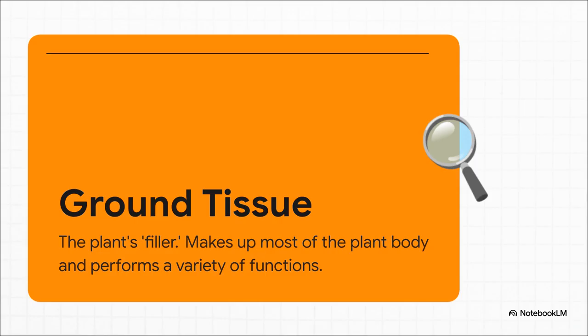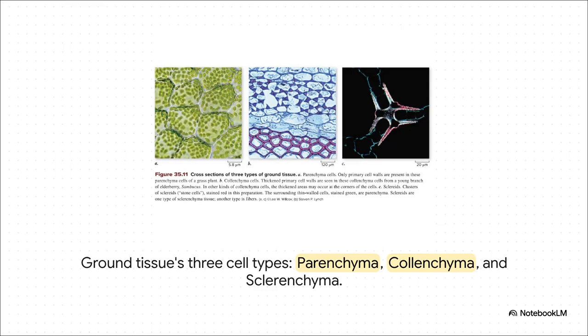It's the filler material that makes up the bulk of the plant, and it is a true multitasker. Now, ground tissue is made of three main cell types, and they each have a different job. You've got your parenchyma cells for general metabolism, the flexible collenchyma cells that support young shoots, and then the really tough, rigid sclerenchyma cells that provide serious structural reinforcement.